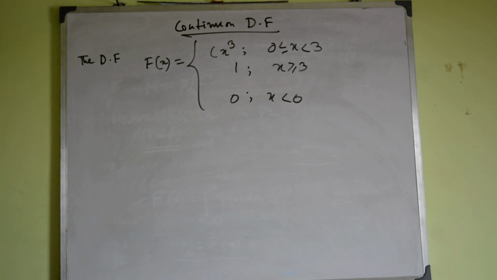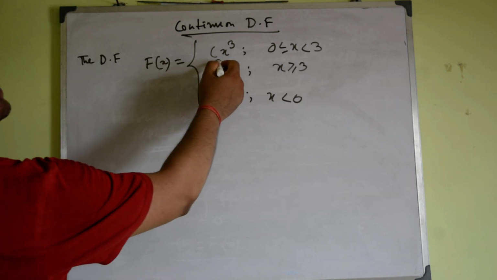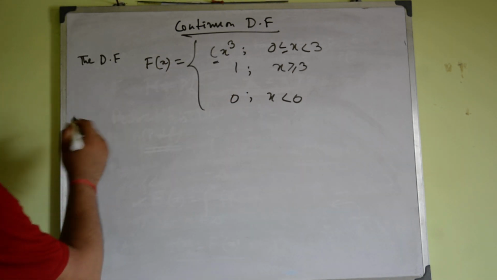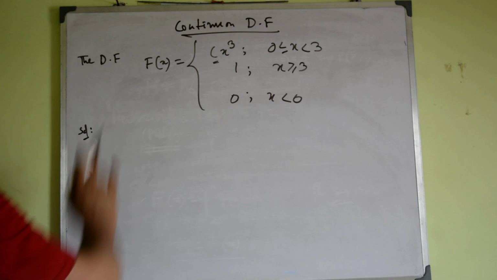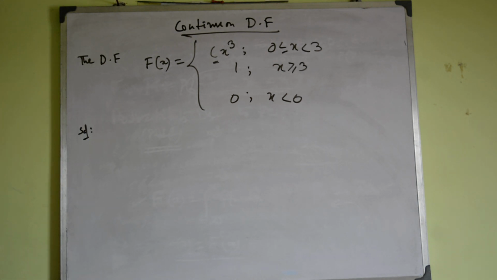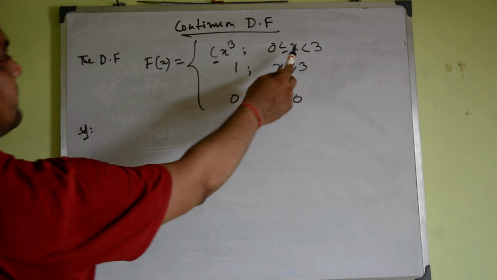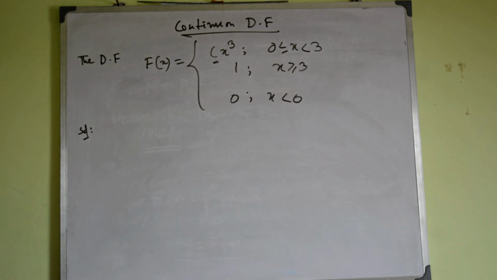Now if it is asked to find the value of c, how to do this? From here it is clear that this distribution function is a continuous type of distribution function. Why is it continuous? Because here the variable is defined within an interval, so it is a continuous type of distribution function.